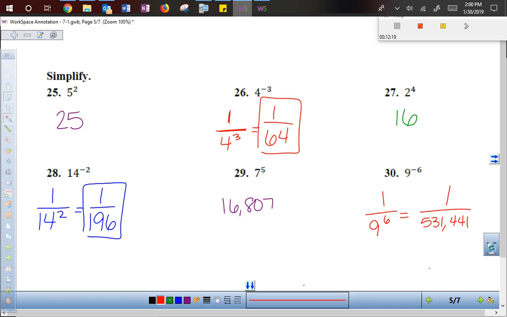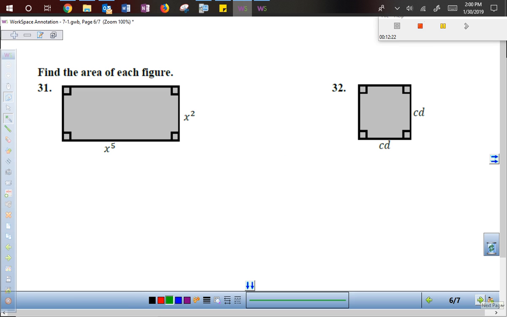Next, we're going to talk about how to find the area of certain shapes when you have these terms as your length. So for example, on number 31, it says find the area of each figure. Now this is a rectangle, and the first thing we need to do is start by writing down what the formula is for area of a rectangle. Well, area of a rectangle is the length times the width.